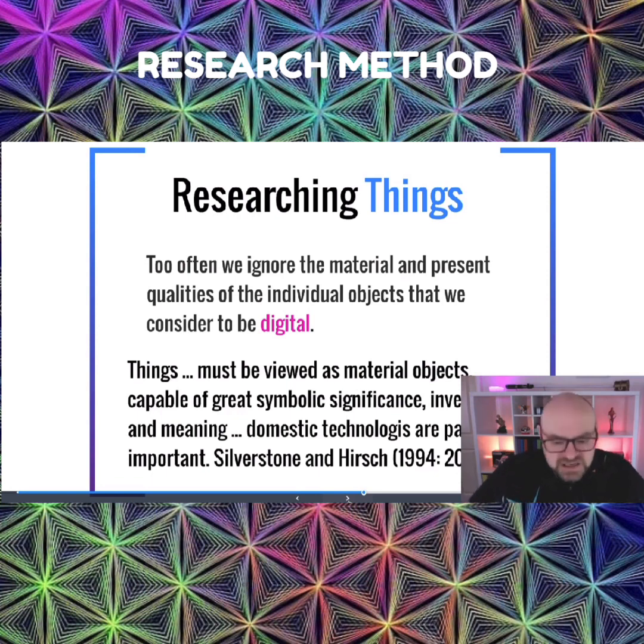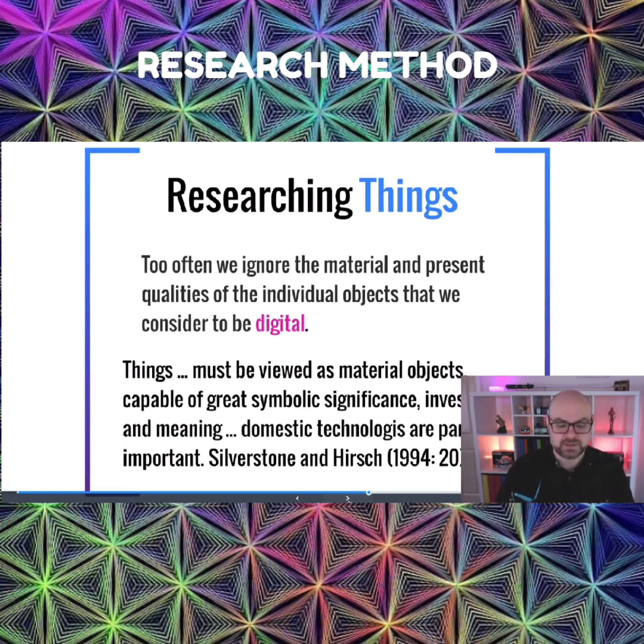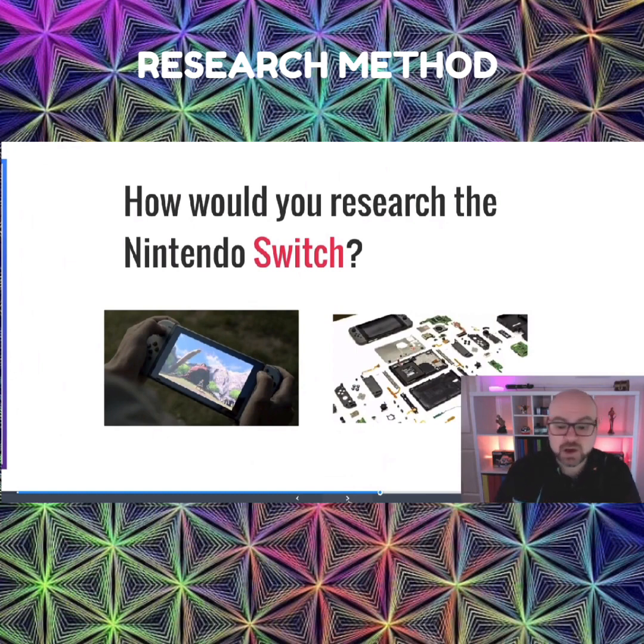Things, say Silverstone and Hirsch, must be viewed as material objects, capable, yes, of great symbolic significance, inviting investment, helping to produce meaning. And Silverstone and Hirsch, who are quoted in Pink et al., are particularly interested in the domestic technologies that are particularly important. So how do we apply this? Well, one of the ways you could do this is to think about researching a game console like the Nintendo Switch. There are kind of two different ways to go about this. You could think about researching your relationship to the Switch, where you store it, how you charge it, how you play. Are you using the side controllers or are you using a remote like a Pro controller?